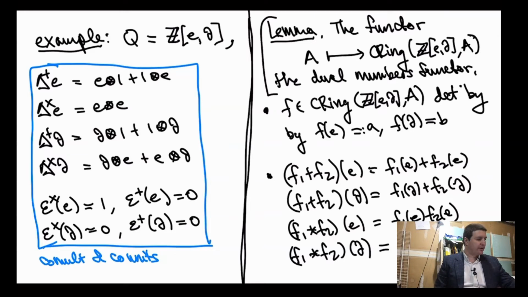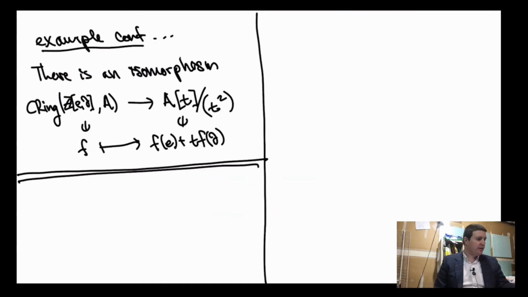Okay, so these are the rules here, and there's co-units like this, and then you can check that this biring that I wrote down actually gives you the dual number functor, right? So every f on the right hand side is determined by where it sends E and where it sends the D, right? And so that's two things already. And then if you work out what the co-addition and co-multiplication are, you see what the ring homomorphism is exactly this, right? So the isomorphism is written as I show right here.